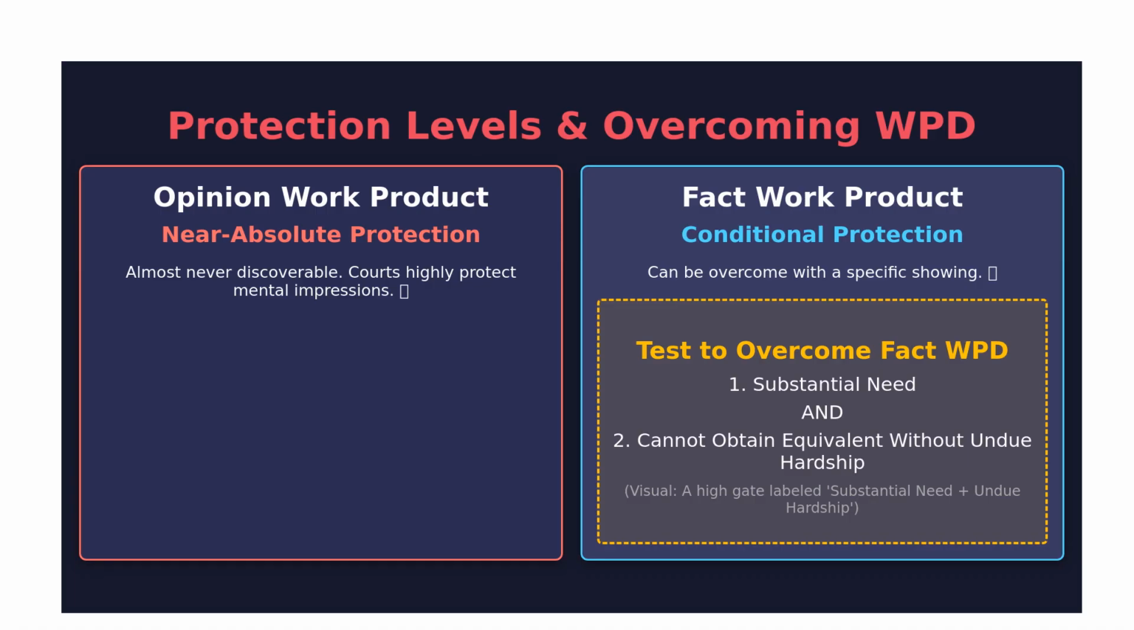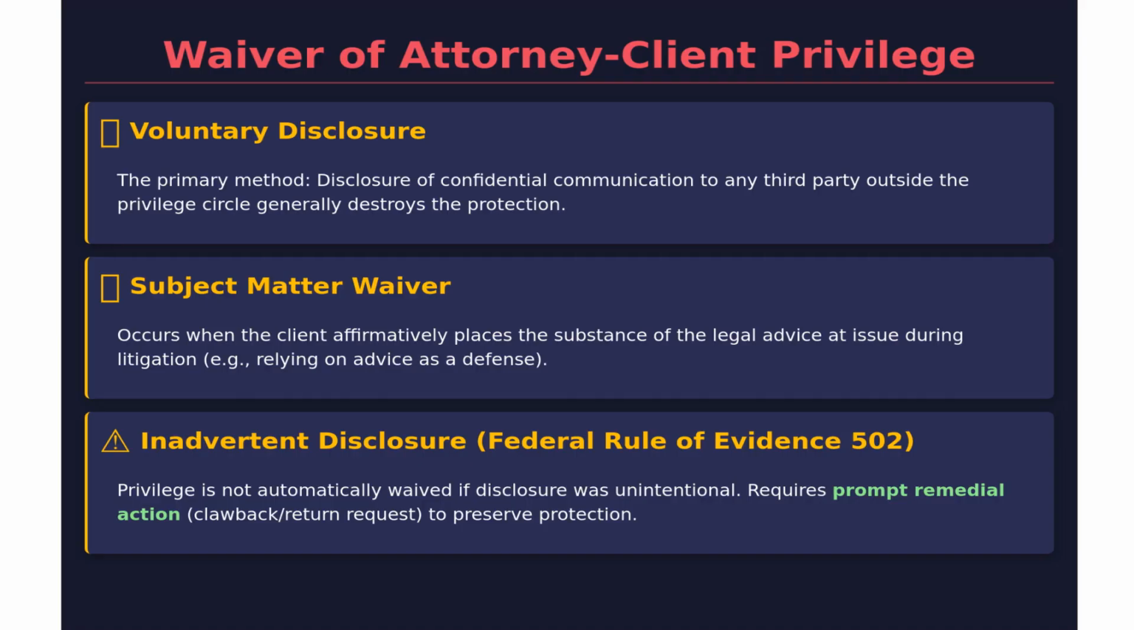To pierce the protection surrounding fact work product, the party seeking discovery must satisfy a rigorous two-part test. First, they must demonstrate a substantial need for the materials. Second, and critically, they must show that they cannot obtain the substantial equivalent of that information without undue hardship. If both substantial need and undue hardship are proven, the court may order disclosure of the underlying facts, but usually not the attorney's opinions.